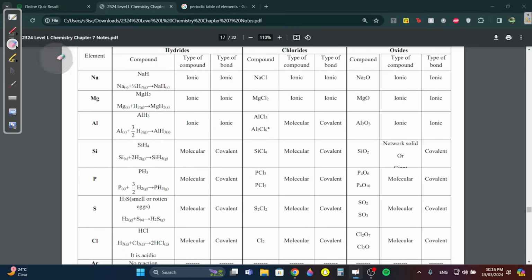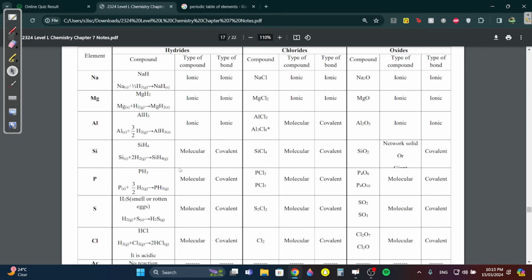Then they talk about the type of compound and the type of bond. They're all ionic. I mean, not all. These first three are ionic because it's a metal with a non-metal, metal with a non-metal, metal with a non-metal. Silicon is not a metal. Silicon is a non-metal, and it forms network solids. It forms a network solid with oxygen. That's in the book. Once we get there, we'll talk about it.